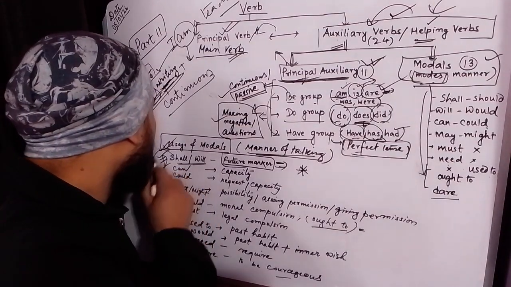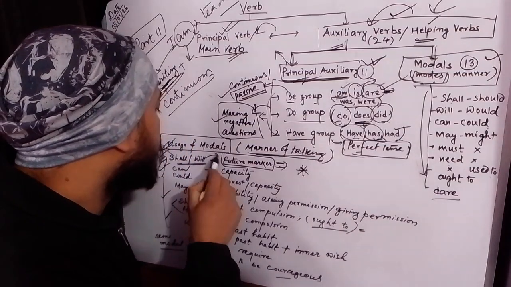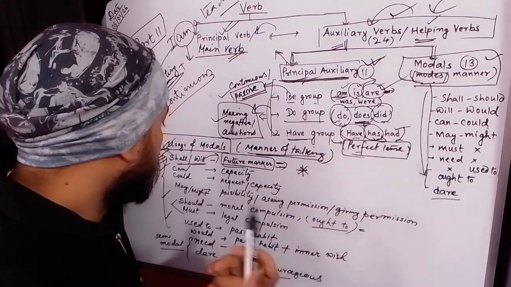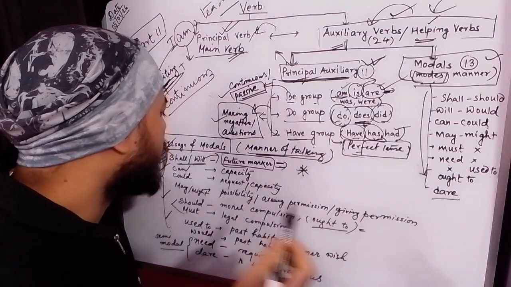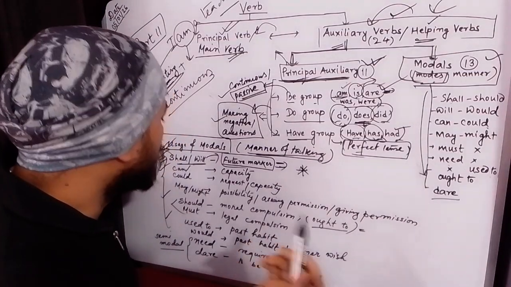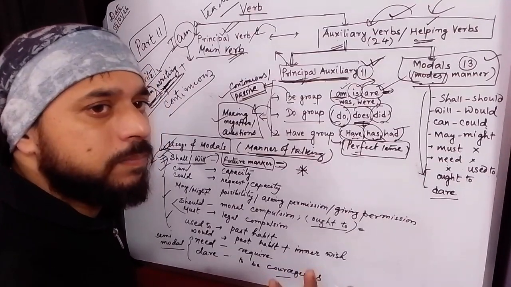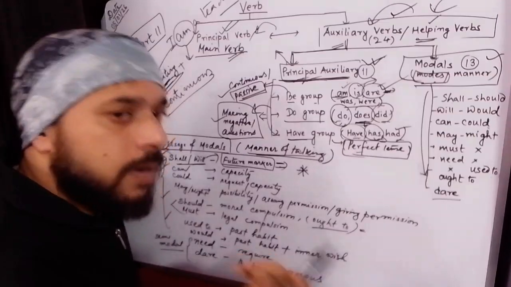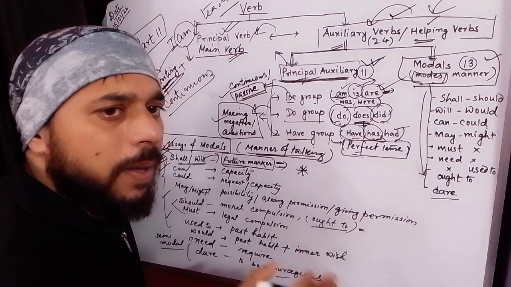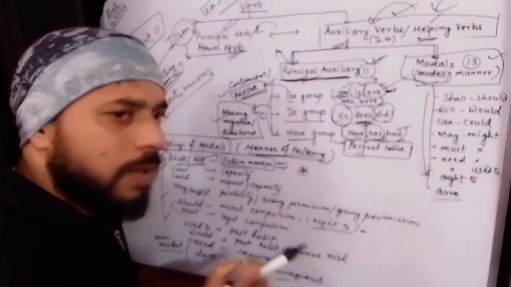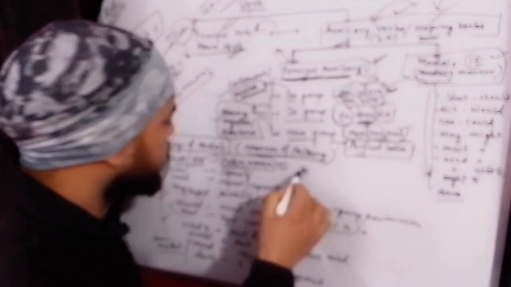And shall comes after first person and will after second and third person. Basically it happens, but now in modern days we use will after first person, like I will go there. It should be I shall go there, but if I am using I will, that means I am just focusing on my words. Sometimes it is a kind of determination in one sense.